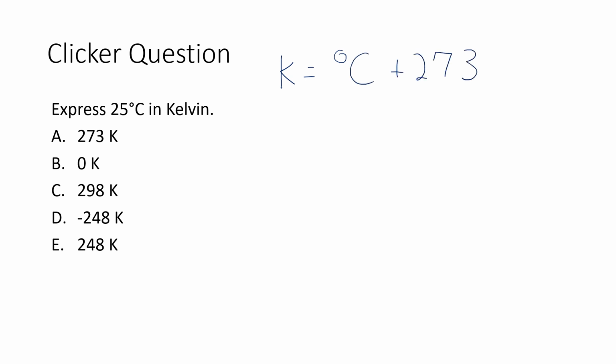This is not a dimensional analysis problem. The nature of this conversion is mathematically different. So what we'll need to do is take that temperature in Celsius, which was 25 degrees C, and add 273 to it. That final answer will be 298 Kelvin.